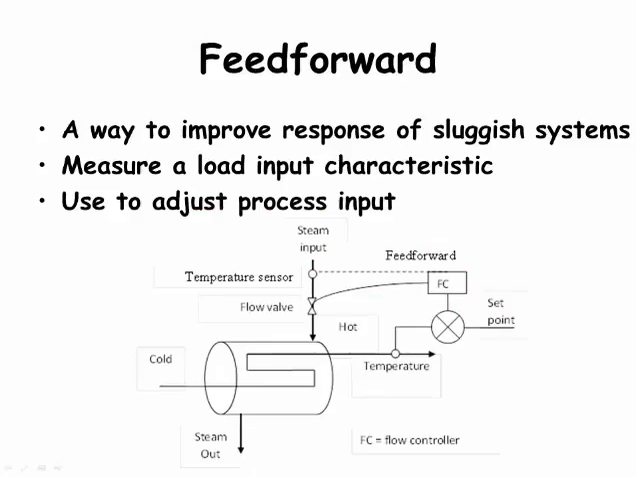Feed-forward control is used to improve a slow or sluggish process. Many large processes have time constants that are many minutes long. With such a slow process, it takes a long time before one of the inputs is manipulated to correct the process output. By using feed-forward, the manipulated input is adjusted sooner. With feed-forward control, we measure some load input characteristic. That measured input characteristic is then used to adjust the manipulated process input sooner.